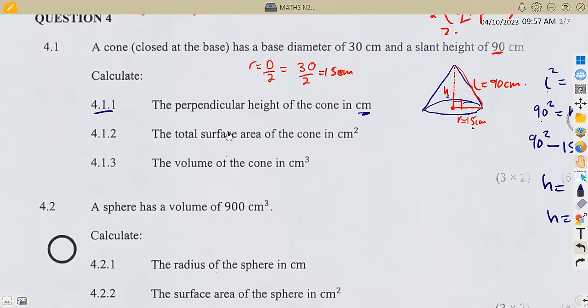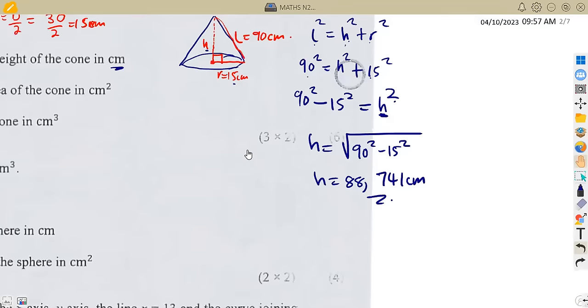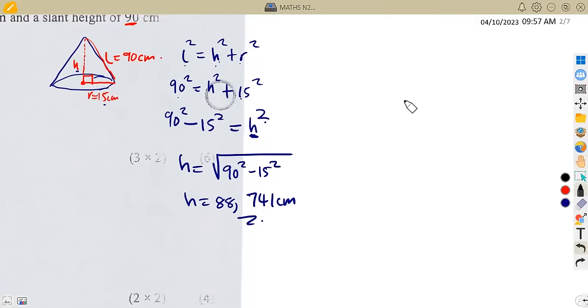On 4.12, the total surface area of the cone in square centimeters. So we need the total surface area. Take note, this cone is closed at the base. Remember that if it is closed at the base, our total surface area is going to be the area for the curved part, which is pi RL, plus the area at the base because it's closed, and at the base it's pi r squared.